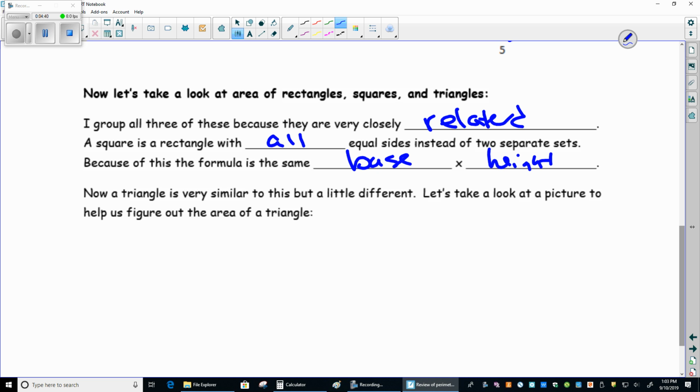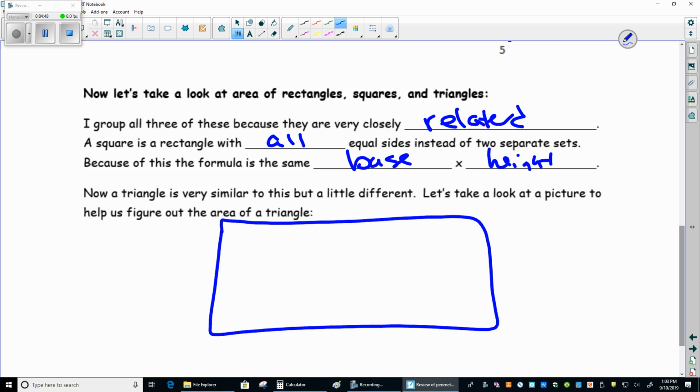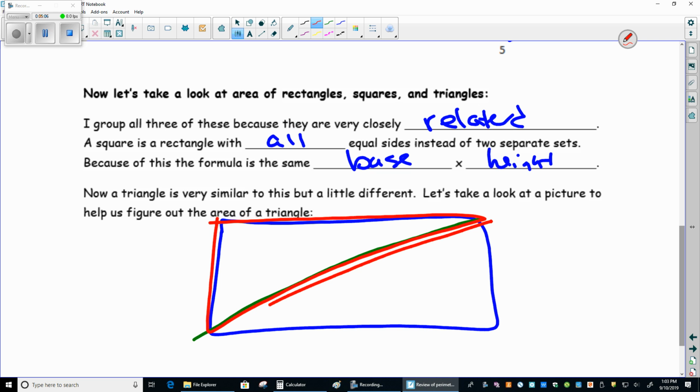Now, I group triangle. It's not the same formula. It's not base times height, but I group triangle because of this. So if I have a rectangle and I cut it in half, what do you guys see? Well, obviously, you see two triangles. There's one triangle right here and another triangle down here. Right? There's two triangles. So because of that, if I cut it in half, I get two triangles.